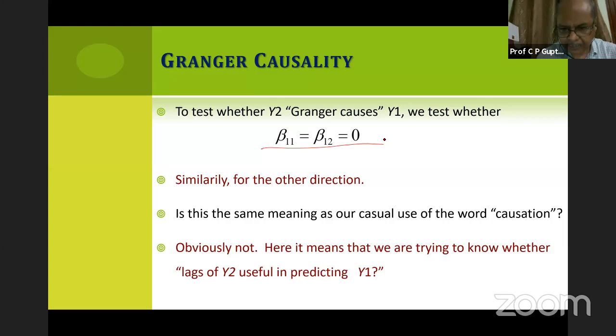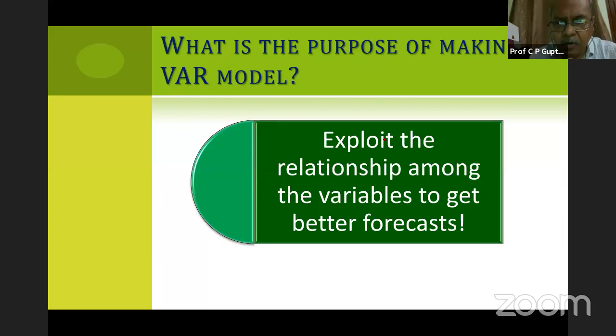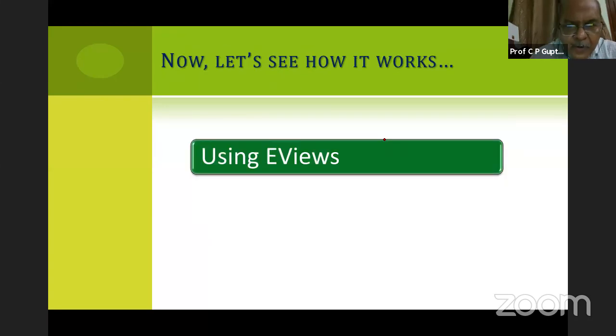Okay. What is the purpose of making VAR model? To exploit the relationship among the variables to get better forecasts. Okay. And please remember, VAR is based on the top-down approach. VAR is based on the assumption that relations exist. Alternatively, you prove relation does not exist. So let's see how we can make use of EViews for VAR structure.